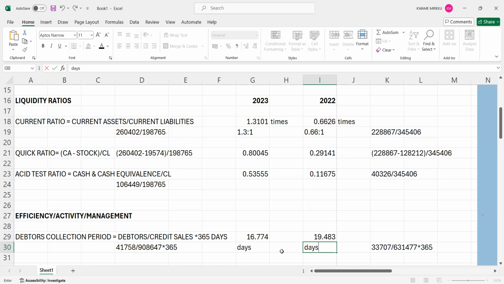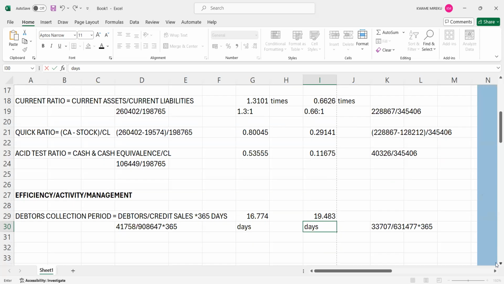Has there been an improvement in our efficiency in collecting our debts? I'll leave the interpretation and the discussion to you now. We were using almost 19 days to collect our debt in 2022, but currently we are using roughly 17 days to collect our debts. So how will you comment on performance? Good or bad?